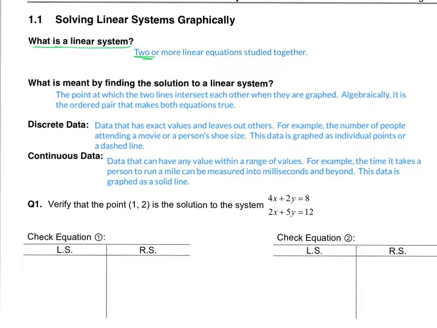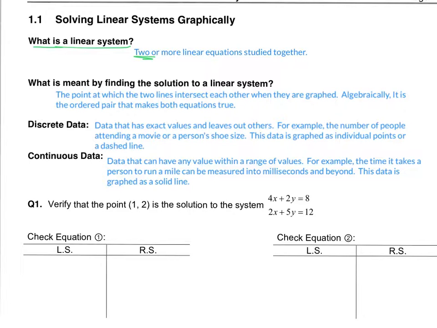Shoe sizes would be discrete. You could have a size 7, you can have 7.5, you could have an 8, an 8.5, or an 11, an 11.5, but we don't talk about a shoe size of 11.2 or 11 3/4. It only goes 11, 11.5, 12. So hopefully that makes sense in terms of discrete.